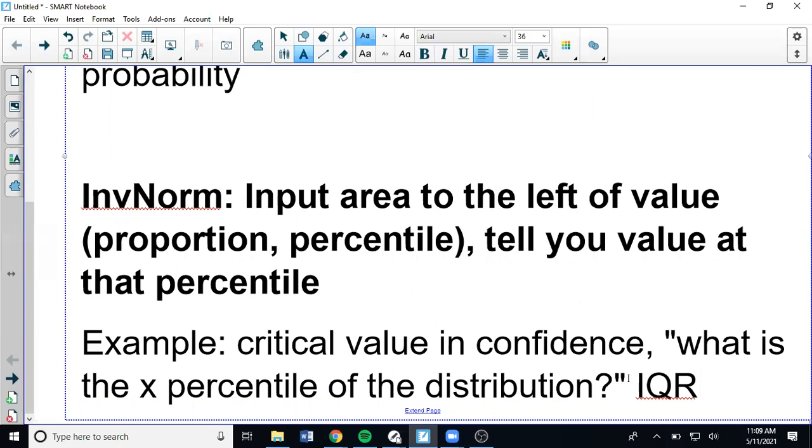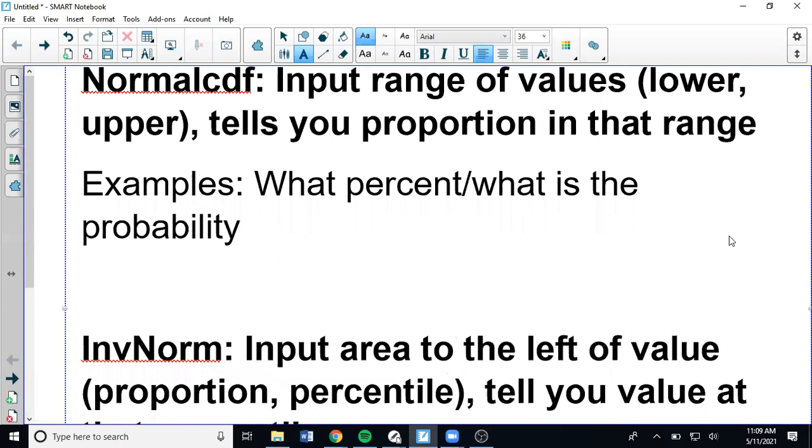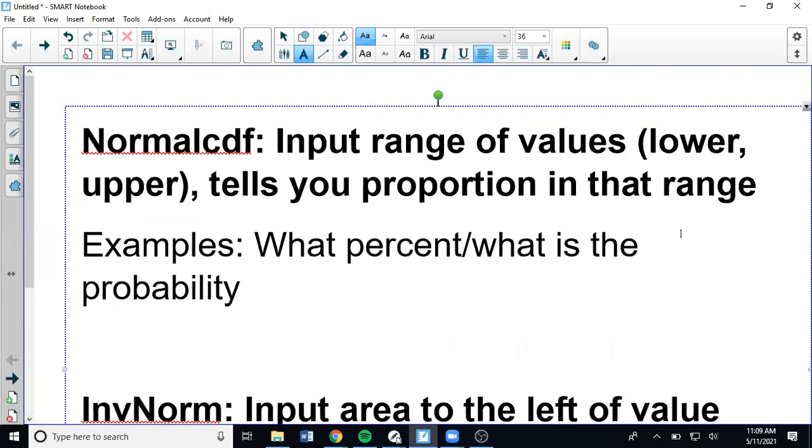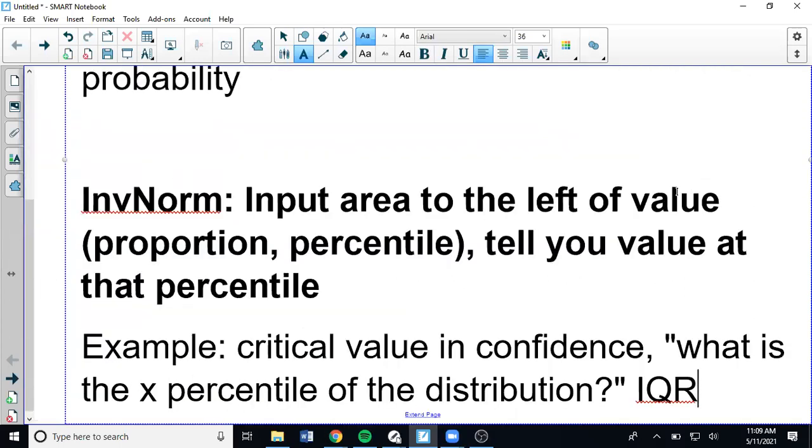All right. Any other questions on the use of inverse norm and normal CDF? So remember, normal CDF is usually lower, then upper, then mean and standard deviation. Inverse norm, one more thing to say.